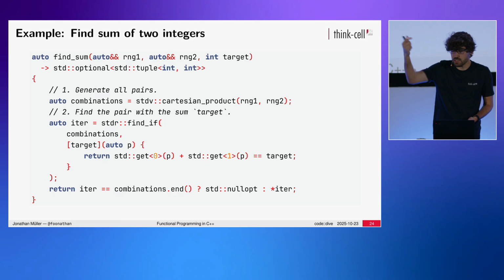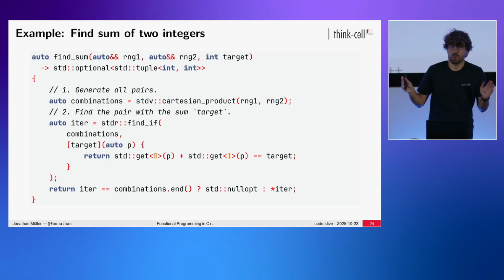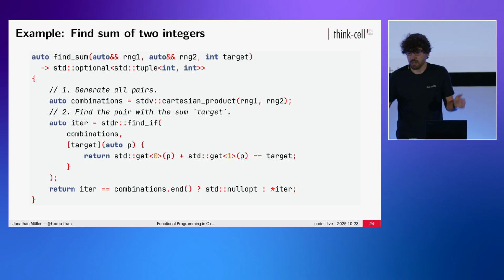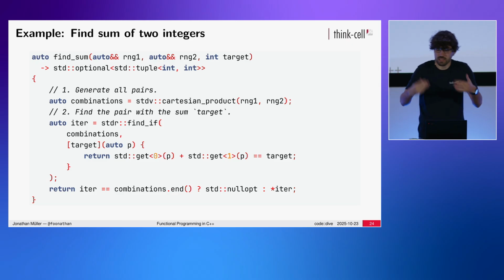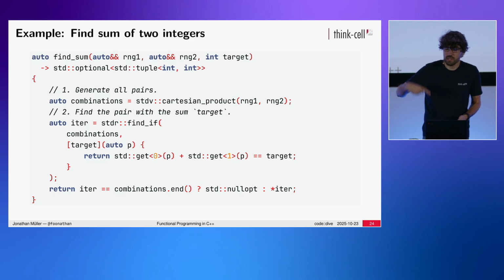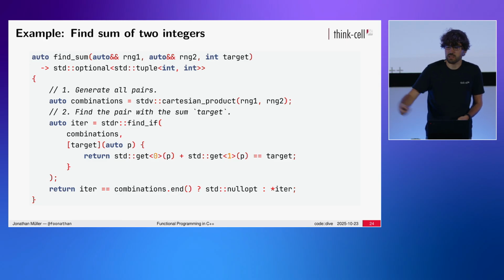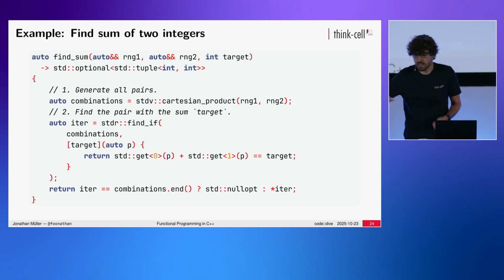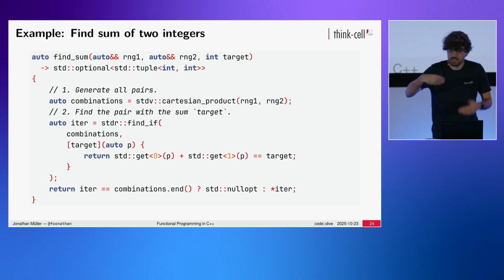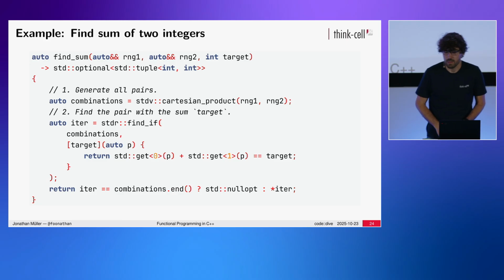And note that the first line on its own doesn't allocate any memory. It doesn't do anything. It merely describes that the data that we care about is the Cartesian product of the two ranges. And only as we iterate over them in the findIf do we lazily get each value of the Cartesian product on demand, right? So there's no memory allocation here. The first line doesn't do eager work. It all happens lazily on demand.